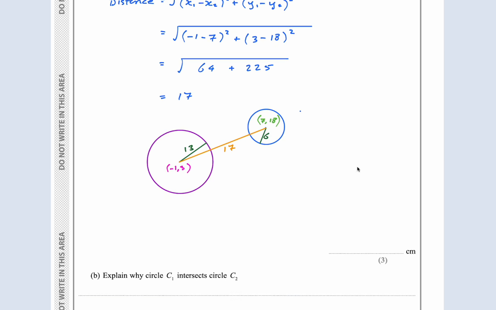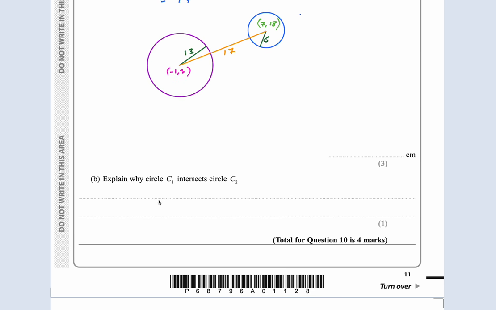So it's only worth one mark, guys. Maybe I went to too much effort, but whatever. So I'm just gonna say because 17, the distance between their centers, is less than 13 plus 6. So they would have to intersect.